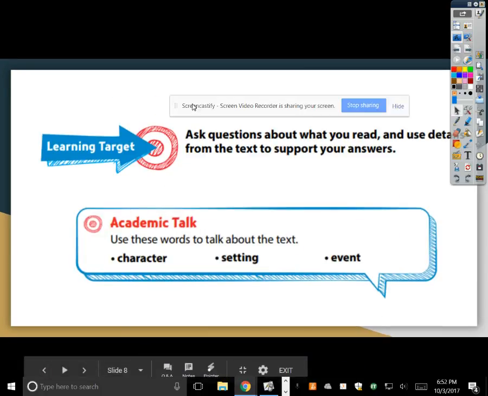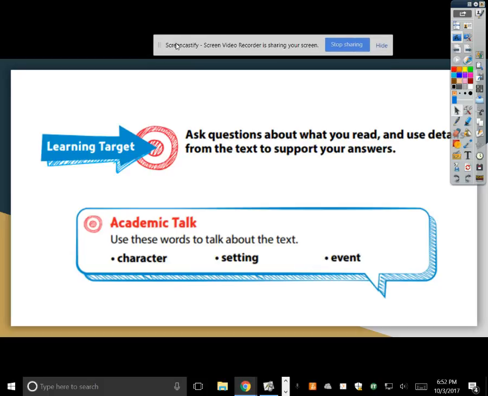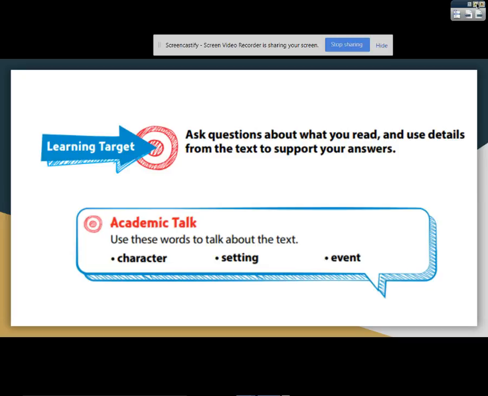Okay. So first, our learning target, which you're going to write on top of your book, is we're supposed to ask and answer questions about what we read and use details from the text to support your answer. So again, we're finding details. We're saying this is the answer, and we're finding where it says that's the answer. And our academic talk this week is actually 3 of your vocabulary words. Character, a person or animal in a story. Setting is where a story takes place, where and when, so it could be a certain time. And events are things that happen in the story.